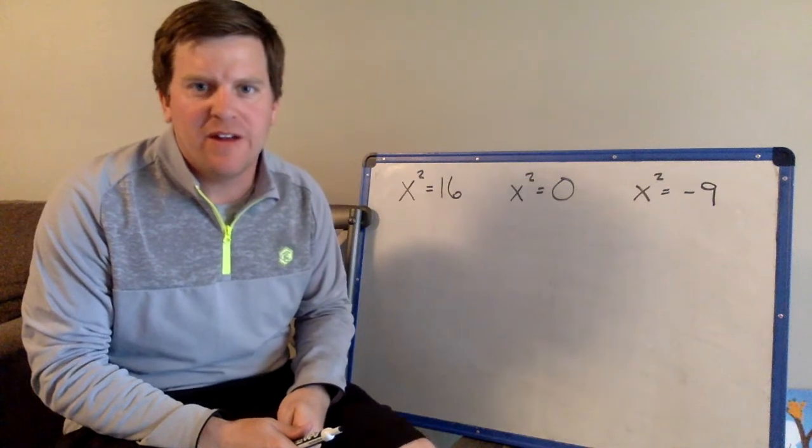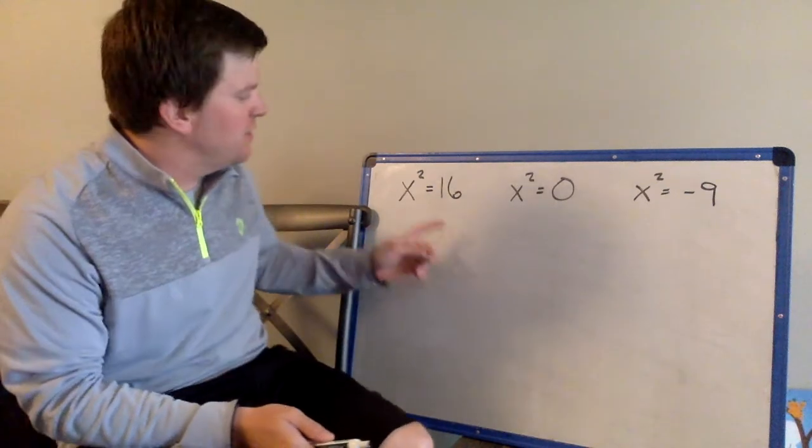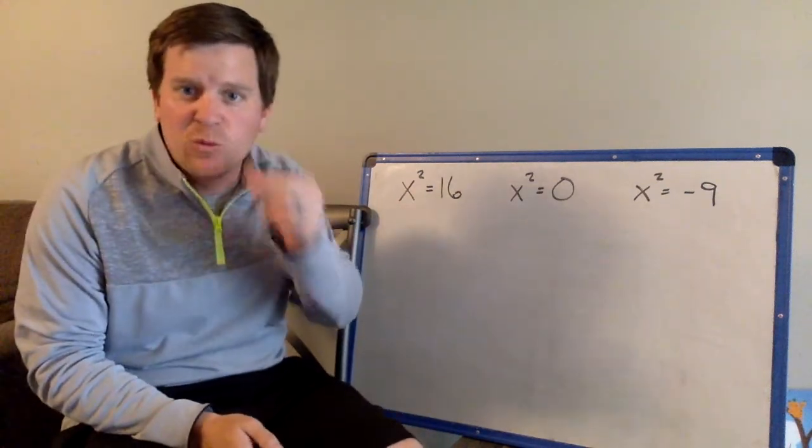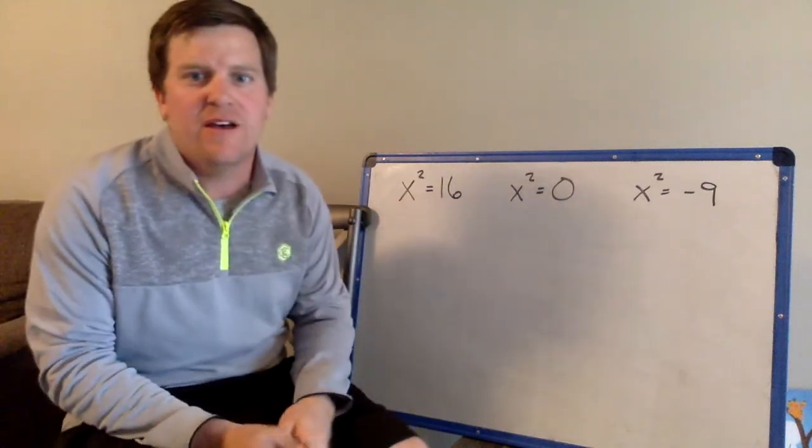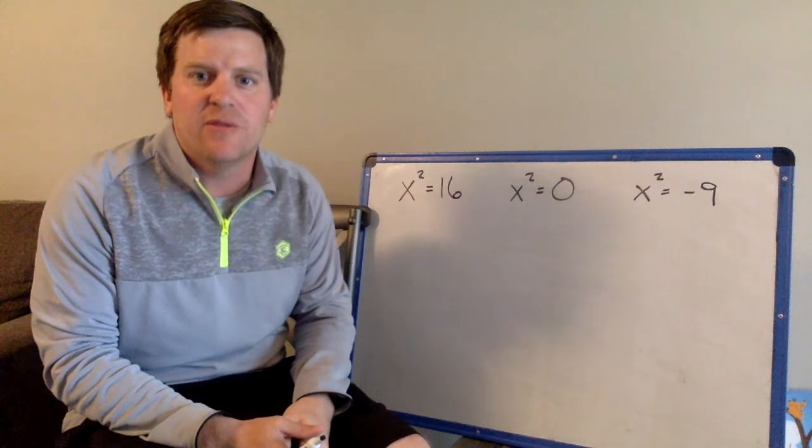Today we're going to talk about solving quadratic equations by taking square roots. Remember, quadratics are equations or expressions with an exponent of 2. So we're going to try to do basically what we've been doing all year, get x by itself, but now we have an exponent in there that we need to get rid of.